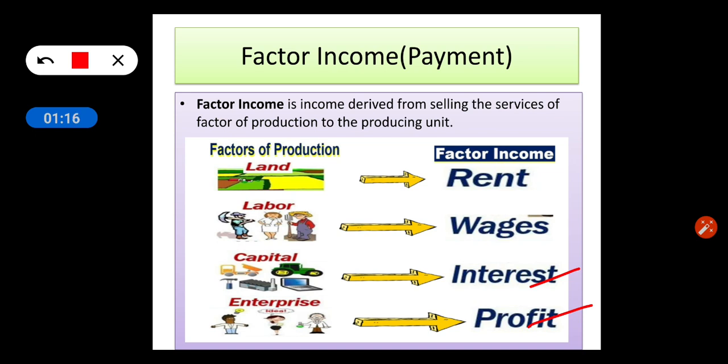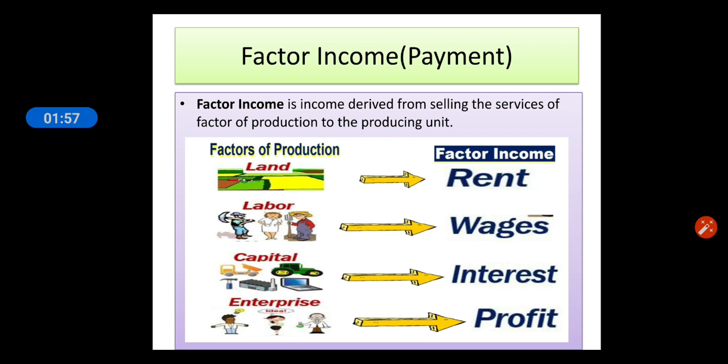When we talk about factor payment, it is from the viewpoint of producer. When the production unit pays to the factor of production for using the factor services, we call it factor payment, and which is regarded as factor income by the household sector. So factor income is from the viewpoint of household sector, and factor payment is from the viewpoint of producer, or production unit.